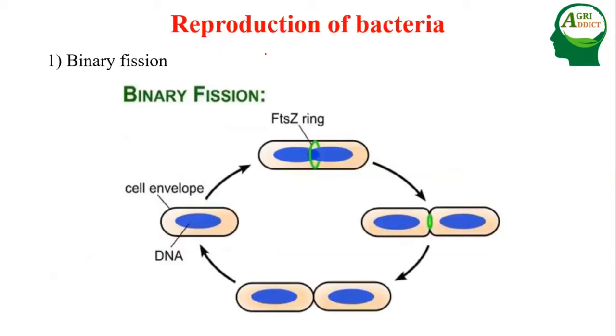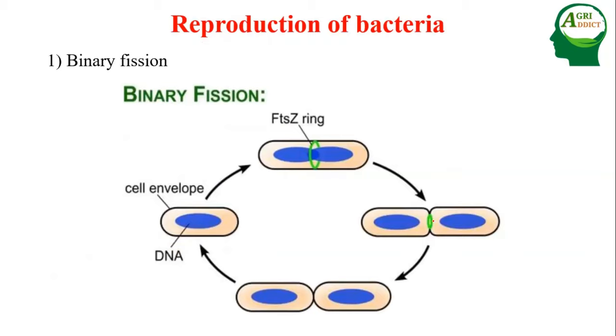Coming to the reproduction. Initially, we'll be discussing asexual reproduction. We know that it is binary fission. In case of binary fission, the bacteria will start multiplying with the help of septum formation. As you can observe in the picture here, this green color is the septum, which actually divides the bacteria.